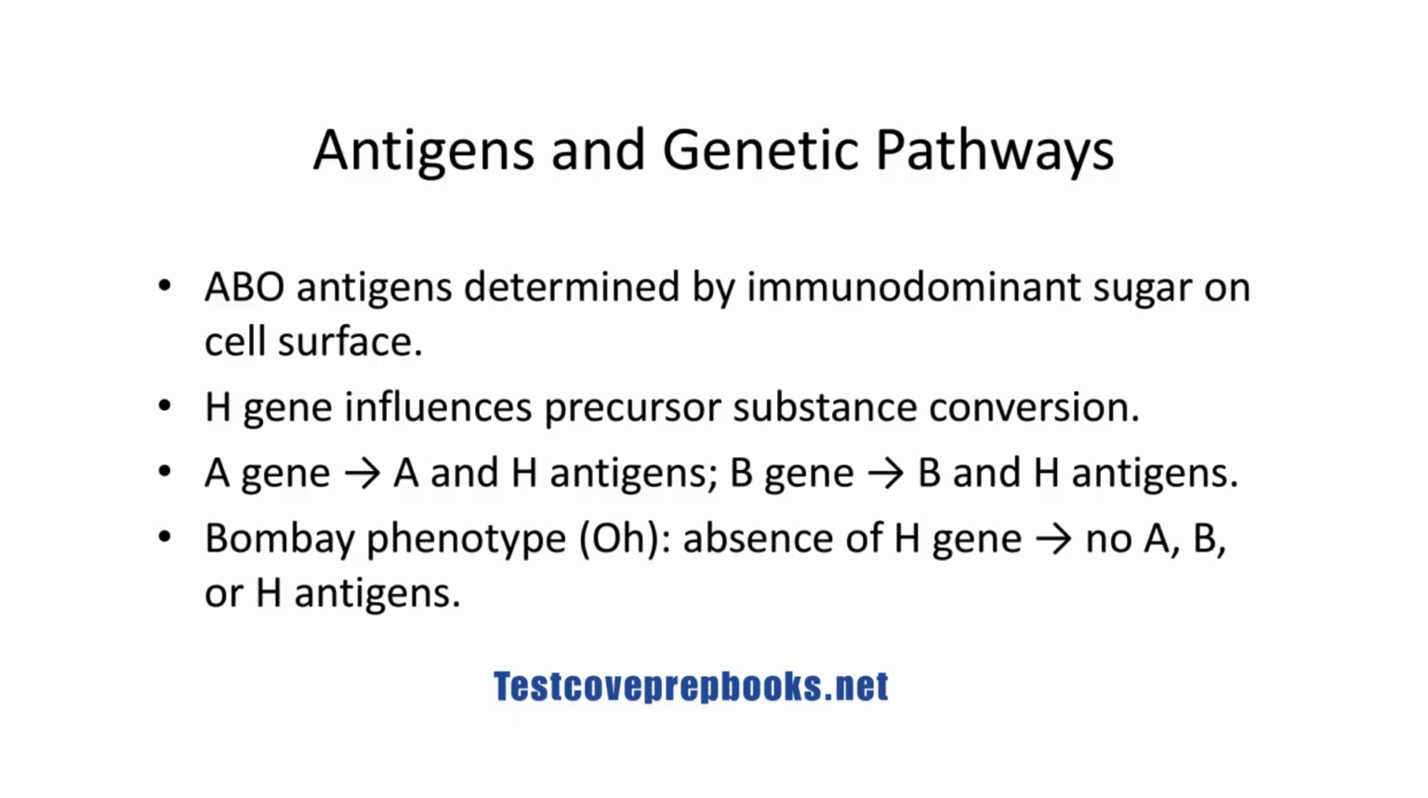However, in individuals who lack the H gene, a condition known as Bombay phenotype or Oh, the precursor substance cannot be converted, resulting in the absence of A, B, and H antigens. The ABO genes themselves determine whether a person expresses A, B, AB, or O blood type, depending on which enzymes are produced to modify the H substance.